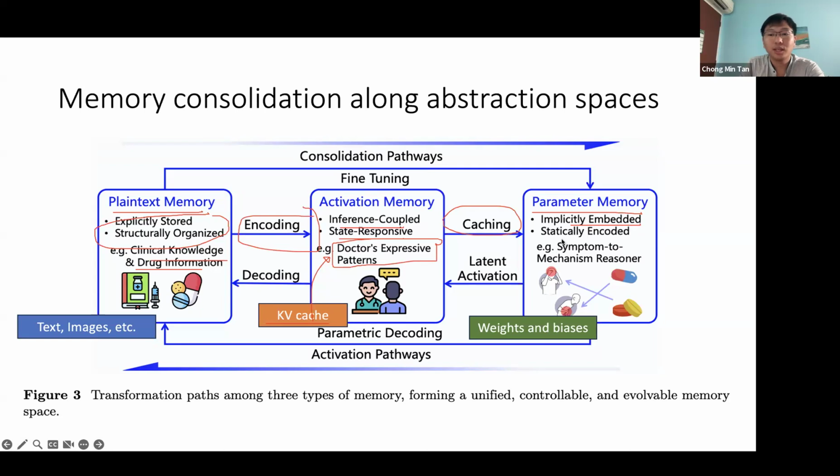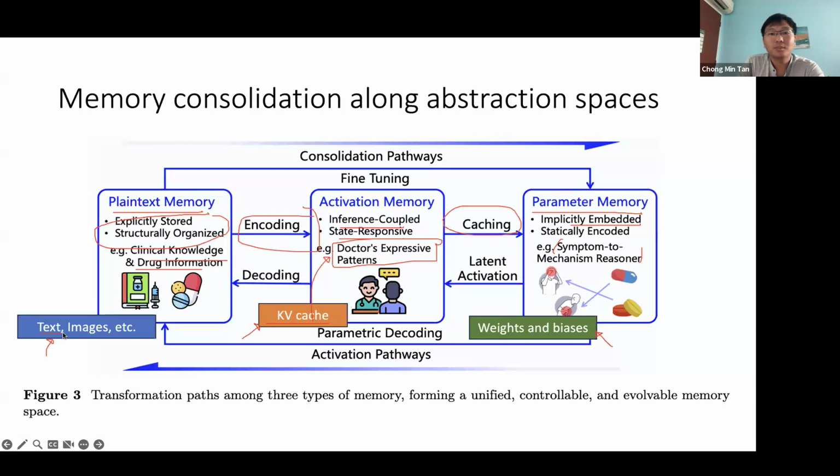I don't really understand this example here, symptom to mechanism reasoner. I guess you can do it in any memory, right? I don't know why they put it here, but basically the idea is that parameter memory is how you already have the knowledge without even retrieval. It's like the weights and biases of your language model. Activation memory is KV cache. Plain text memory is text.